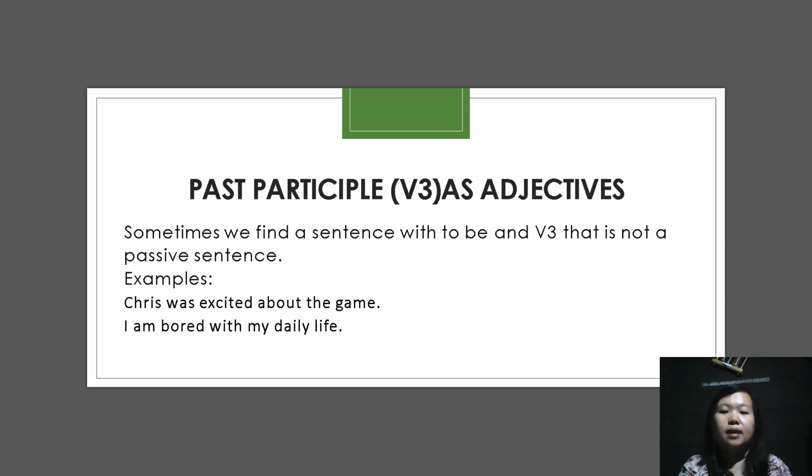So if I may say, how to differentiate verb 3 as passive and verb 3 as adjective? By asking yourself, does the verb actually explain about the condition of the subject or the thing that is done by the subject? If it is explaining about the condition of the subject, it means it is an adjective. But if it explains about the thing that is done by the subject, it means it is passive.